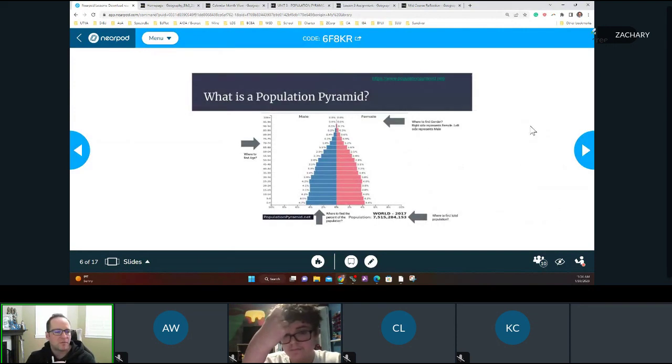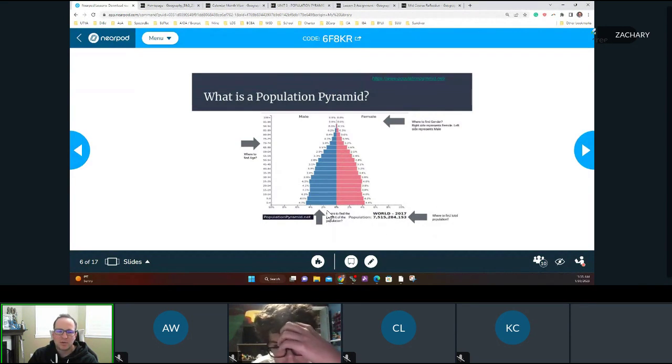This is a population pyramid right here, and we're going to go over how this looks. I should have gone to populationpyramid.net, which I'll do in a second, but this is what it looks like. This is from 2017 data, and there were 7.5 billion people in the world, is what this is telling us.